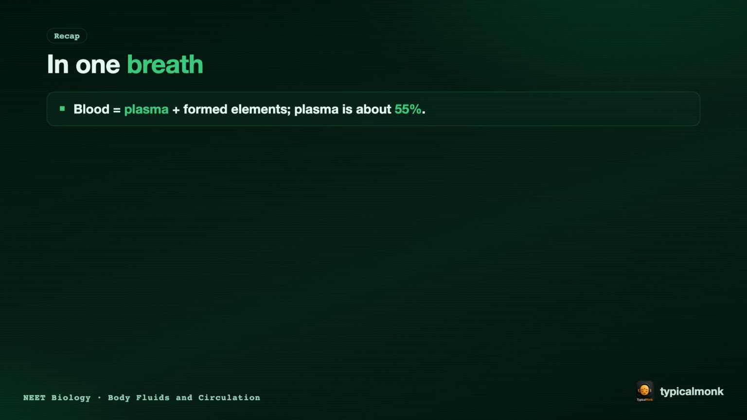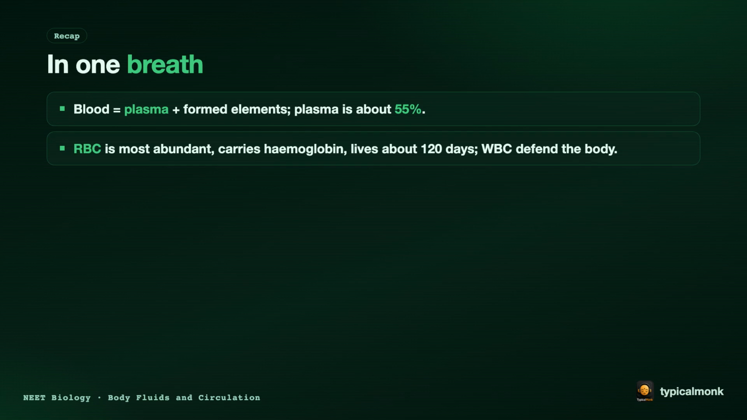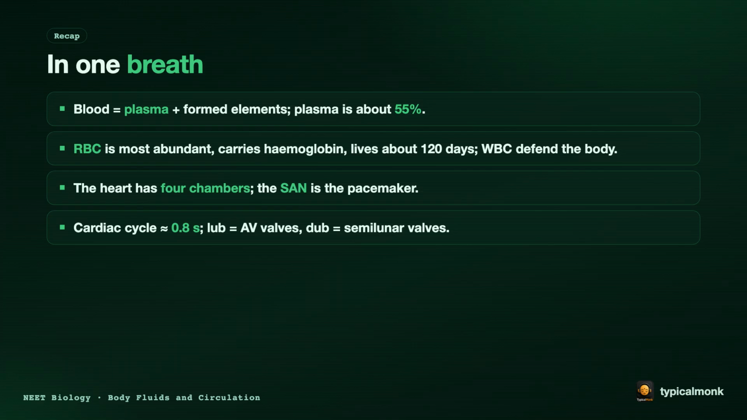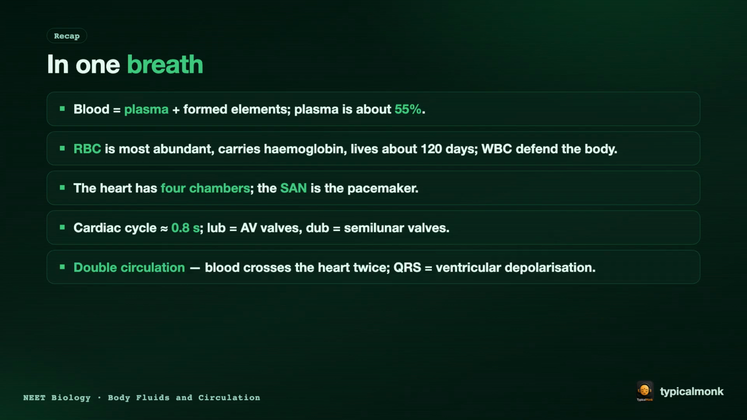Let us gather it all in one breath. Blood equals plasma plus formed elements, and plasma is about 55%. RBC is the most numerous, carries hemoglobin, and lives about 120 days, while WBC defend the body. The heart has 4 chambers, and the SAN is the pacemaker. The cardiac cycle is about 0.8 seconds. Lub means the AV valves, dub means the semilunar valves. Double circulation, blood crosses the heart twice, and QRS means ventricular depolarization.